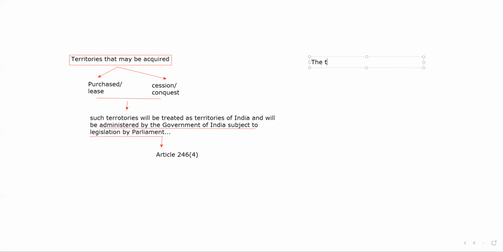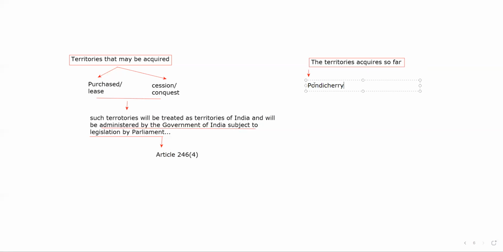Okay, so now the next point is the territories that have been acquired so far. Is there any territory that has been acquired by India so far? Yes, Asika, which are the territories that have been acquired so far? You know? No, sir. Okay beta, the territories which have been acquired so far are, first of all, Pondicherry.